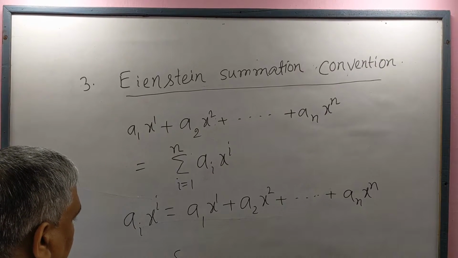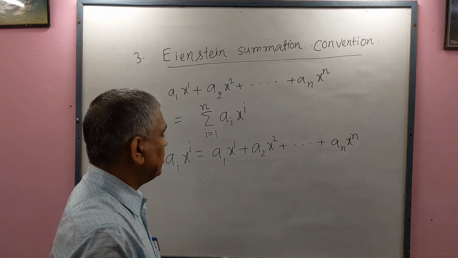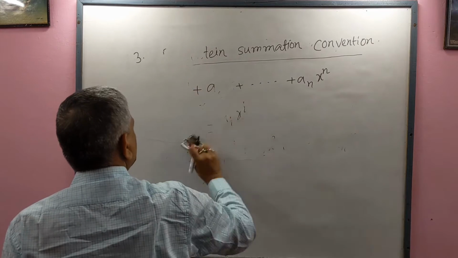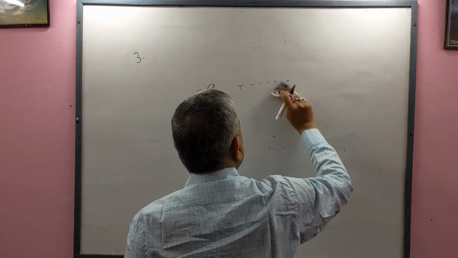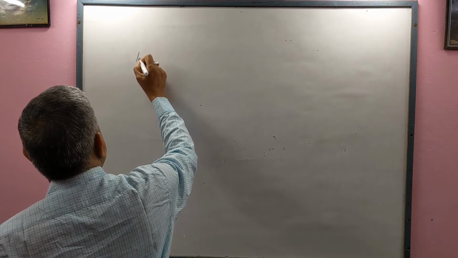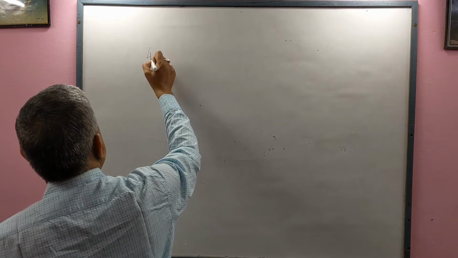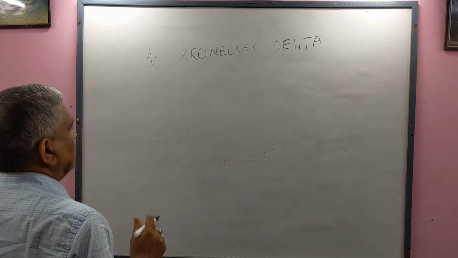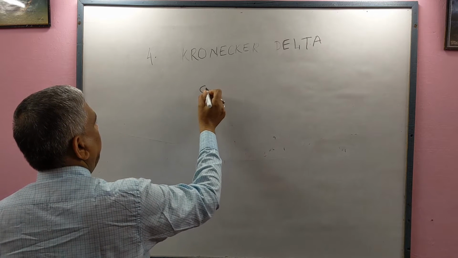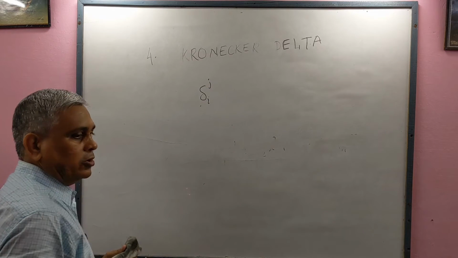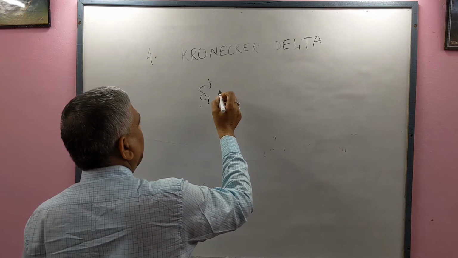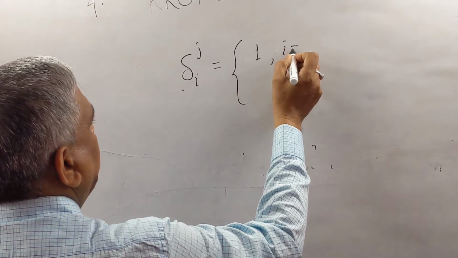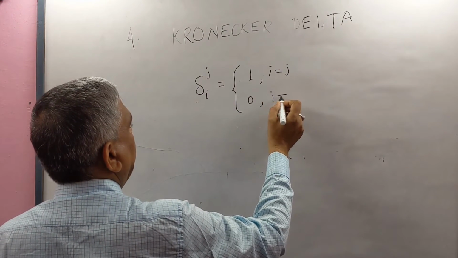Our next concept is Kronecker delta. The symbol delta_ij is called Kronecker delta if it is equal to 1 for i equal to j and 0 for i not equal to j.